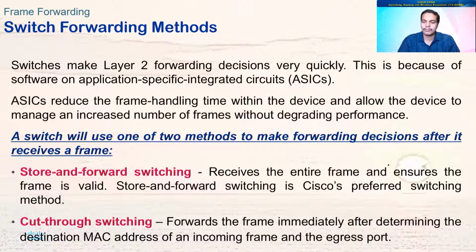The alternative is something called cut-through switching. Cut-through switching is a delay-sensitive type of switching mechanism where the switch does not wait for the entire frame to be received. It can simply look at the destination MAC address, decide the egress port and forward it. It doesn't wait for the entire frame to be received. It does not do any error checking. So let's discuss these two in detail.